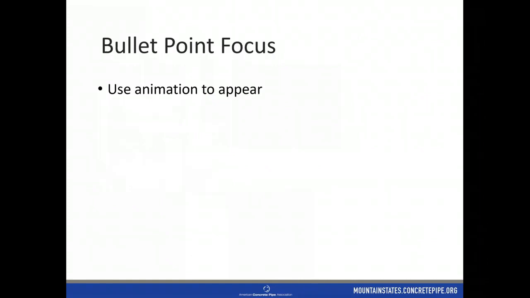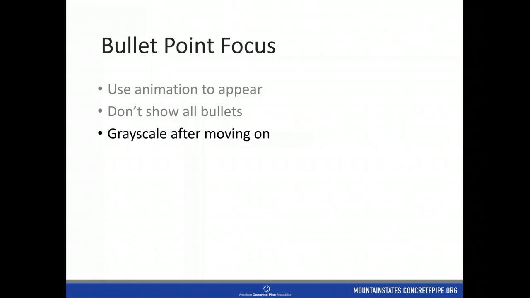For the bullet points, okay, I like to use an animation to appear. I usually just use the appear or fade in animation there. I don't like those flashy, really fancy, bouncing all over the screen. Those can be really, really distracting. All right. I also don't show all the bullets. I want people to focus on what I'm talking about now. And lastly, I will typically grayscale the other bullets so that what I'm talking about right now really stands out to the audience.